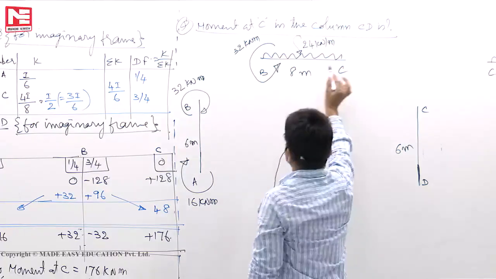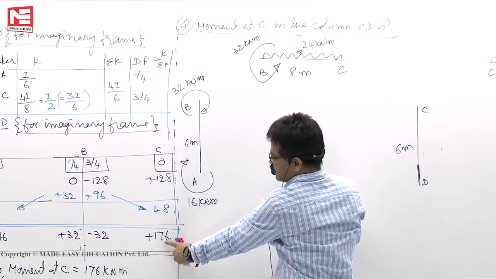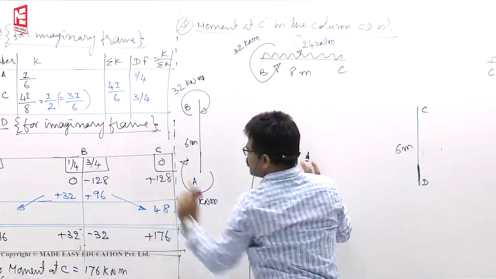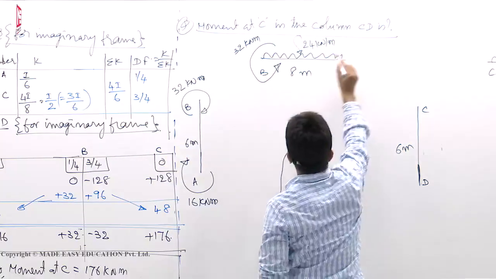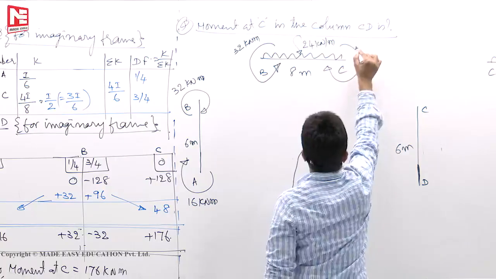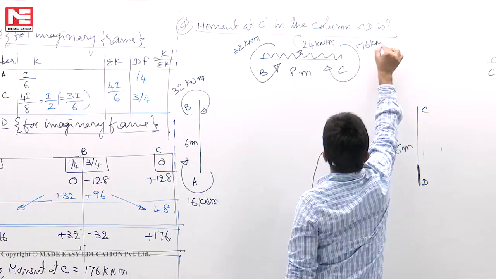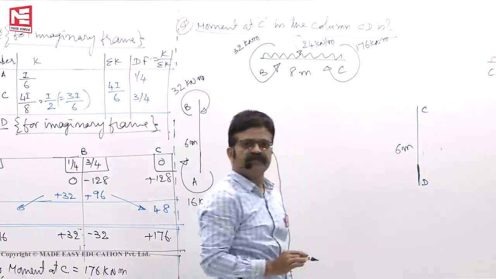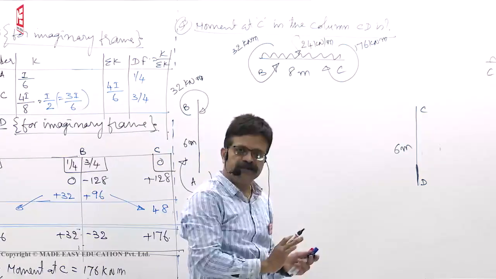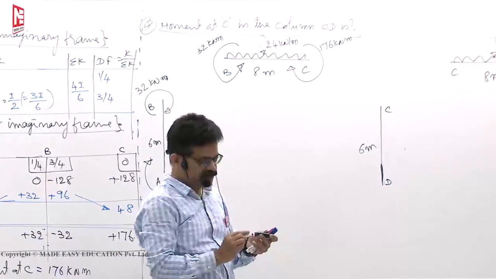Okay. Next, what is 176? At C for the member CB, 176 kilonewton meter. Like that. So we have shown applied loads as well as end moments.